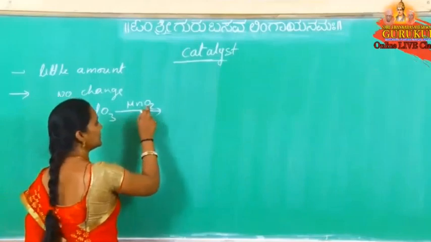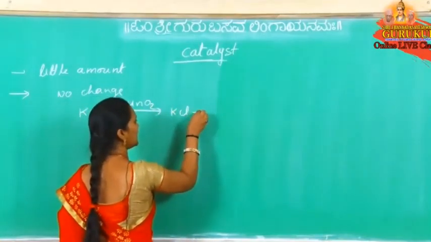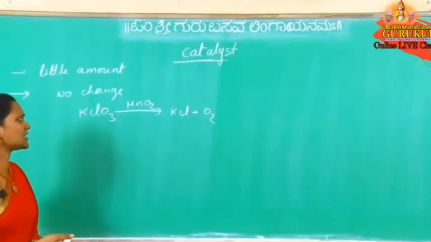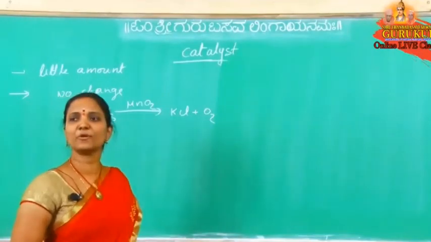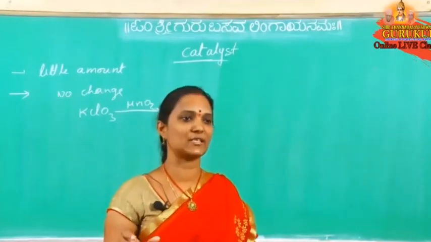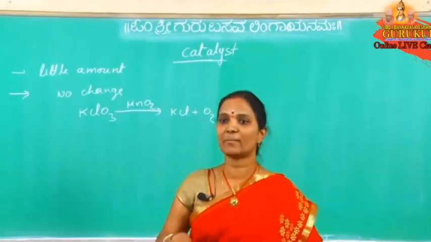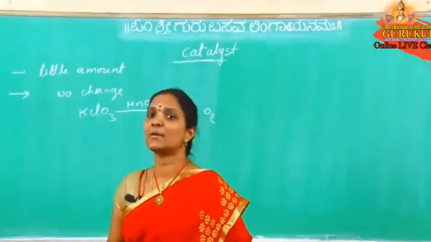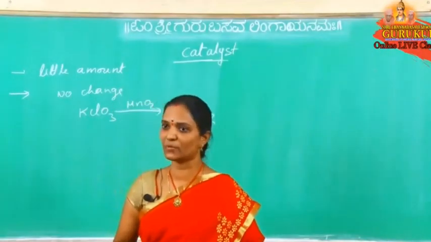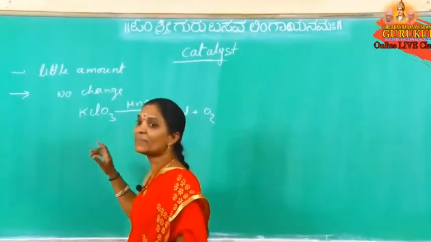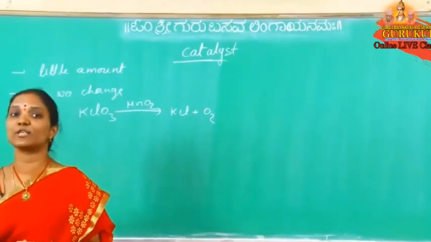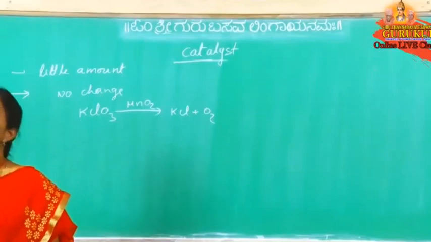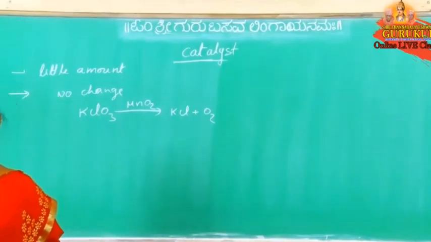Remember, KClO3 in the presence of MnO2 gives KCl plus O2. This is oxygen preparation, or KClO3 decomposition. Here we take MnO2 in the form of granules. But finally what we get is MnO2 only, but that MnO2 is powdered. Powdered MnO2 we are getting. What happened here? The physical state changes. So there is no change in chemical composition, there is no change in mass, but the physical state may change.